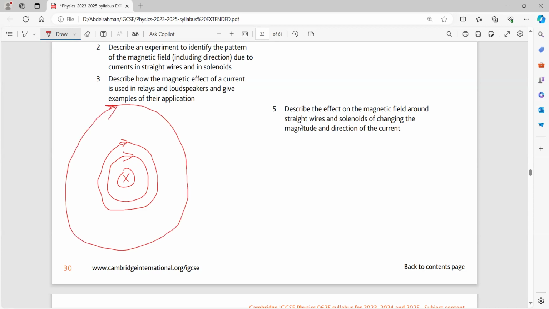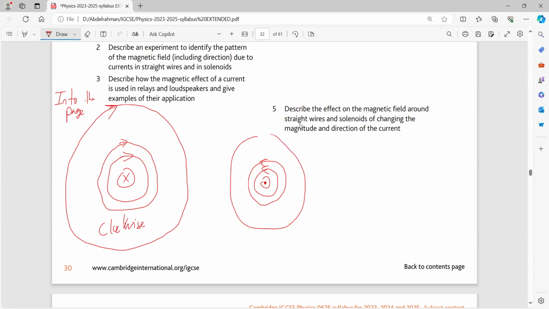So into the page would be clockwise. Out of the page was a dot. It would have been anti-clockwise. Definitely when you're drawing these circles, draw them using a compass. Don't draw them using your hands. Out of the page, this is an anti-clockwise rotation, using the right hand rule grip.